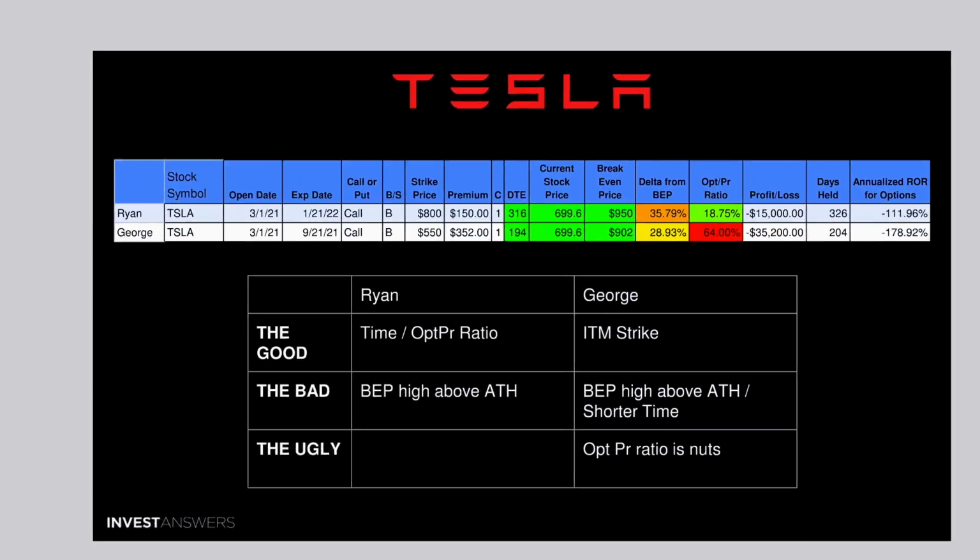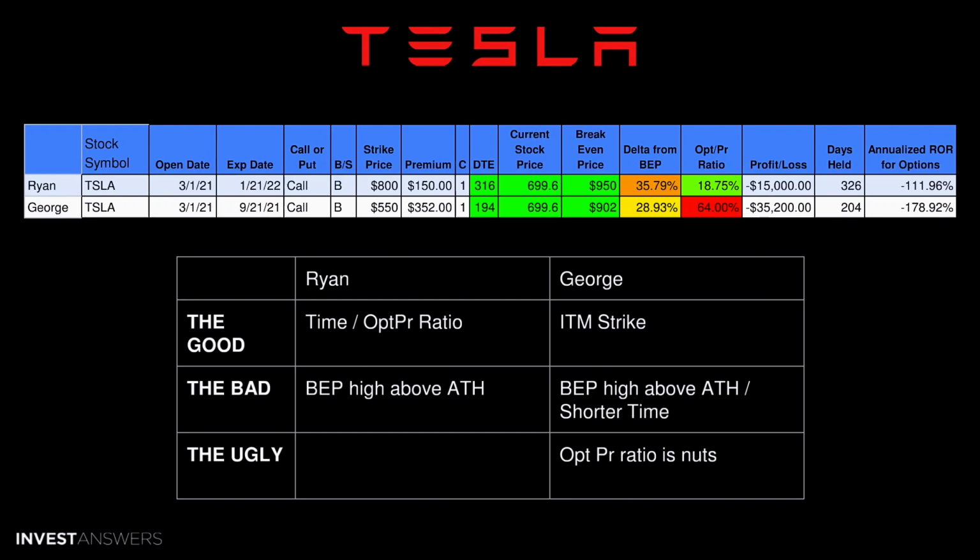Tesla, my favorite, of course, after MicroStrategy. Here we have Ryan and George, their bake-off. You can see here, an $800 strike and a $550 strike. If you look at the premium paid by George, the option price to the actual stock price ratio of 64%, that is crazy high. So the good for Ryan is that he got time and the good ratio. The bad is the break-even point is high, above the all-time high of Tesla. George has an in-the-money strike, that's good. The break-even point is high, above the all-time high as well, and shorter time. And the option to the stock price ratio is nuts. He paid way too much. That's a case where you should have just bought the actual stock itself.